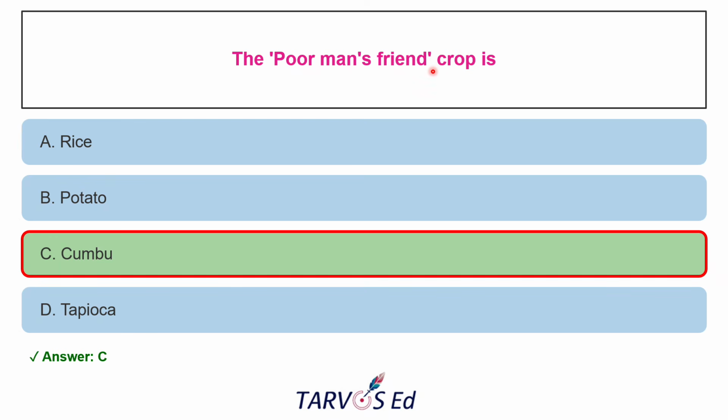In TNPSC and such exams, we can expect this kind of questions. Poor man's friend usually goes to Kambu. That goes to Kambu. Okay. Poor man's friend or crop, so you should pick the answer Kambu, Bajra, pearl millet. If it says poor man's meat, you should pick the answer soybean. If there is poor man's vegetable, you should pick the answer potato.